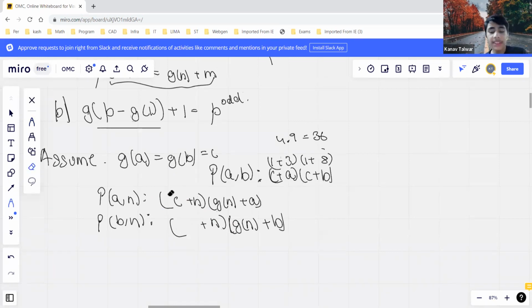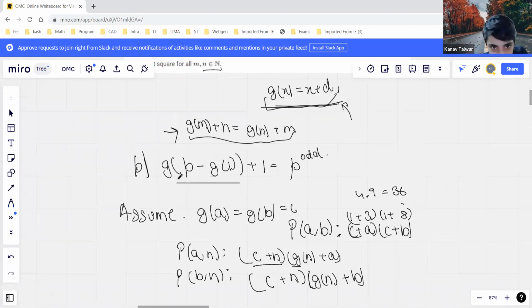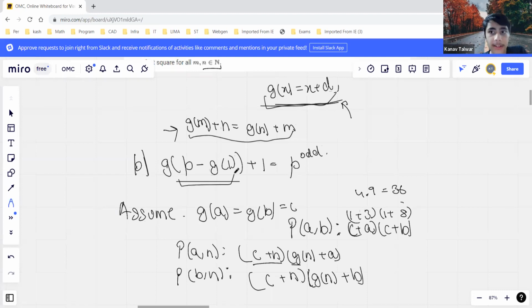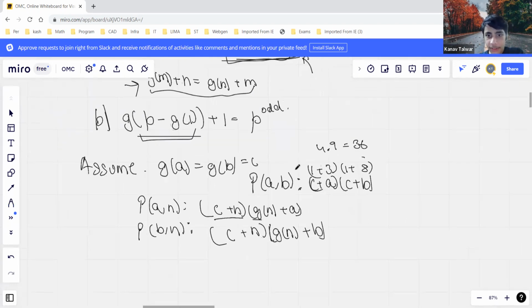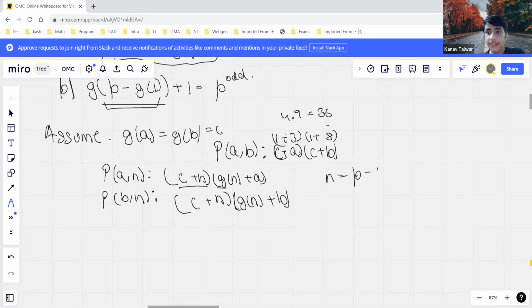So we have that C plus n times g of n plus A is a perfect square. And we also have that C plus n times g of n plus B is also a perfect square. Now note that n plus C can literally be anything. So you can choose any good n, like what you did in the starting. Just choose n to be P minus C for large enough P, mimicking this proof. You have that P times g of P minus C plus A is a perfect square.